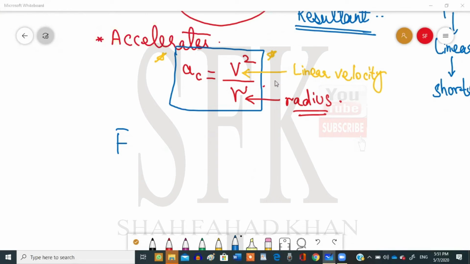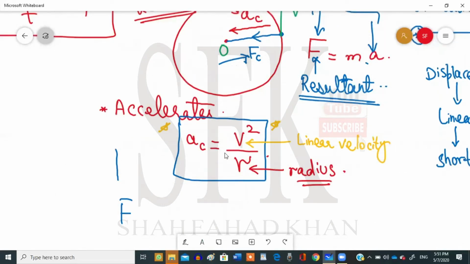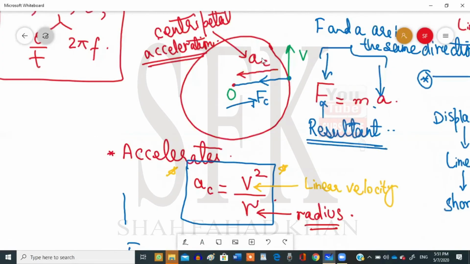Yes, Hassan, you have a question? You are still confused. Confused in what? This is just a formula to calculate the centripetal acceleration. There is nothing to be confused about here. About linear and angular velocities.